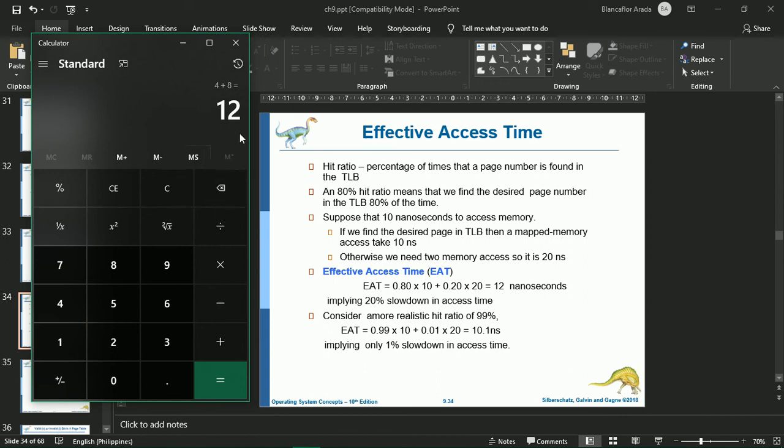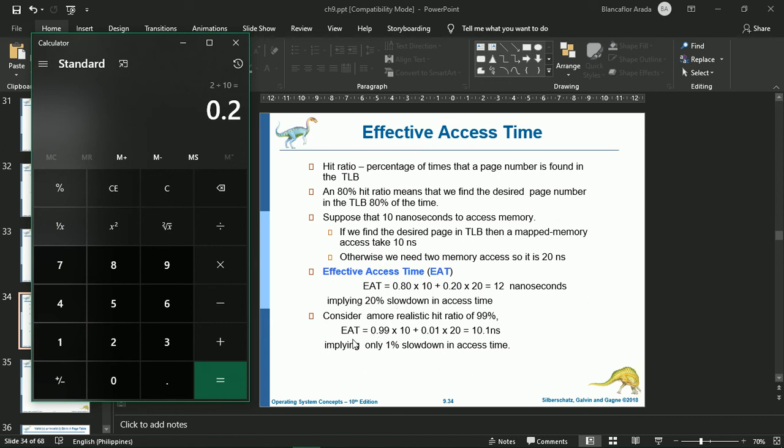So what we're going to do here is 12 minus 10, which is equal to 2. Then this 2 will be divided by 10, because that is the time it takes to access the memory, the ideal. So 2 divided by 10 is equal to 0.2, or if you do it as a percentage, it means 20%. That is why there is a 20% slowdown in access time. So that 2 nanoseconds here is the 20% slowdown in access time.